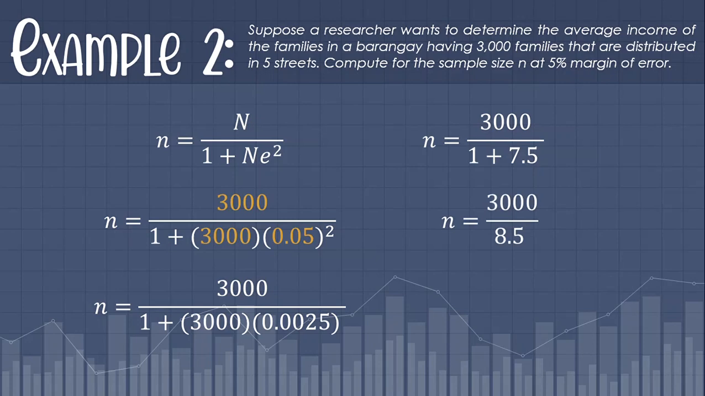So to get the sample size, we have 3,000 over 8.5. And that is equal to 352.94. Again, we're talking about people, so we have to round it off to its nearest whole number. And that is approximately equal to 353.